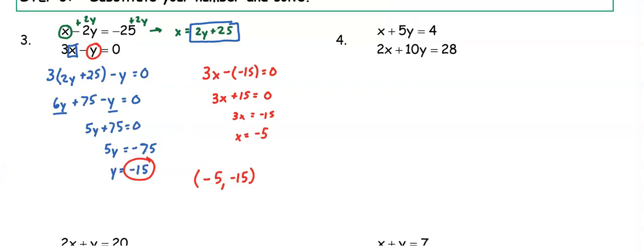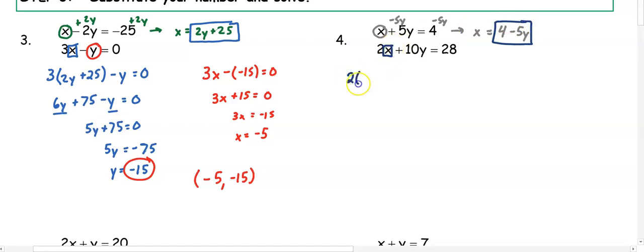In number 4, we have x plus 5y equals 4 and 2x plus 10y equals 28. Again, this x has a coefficient of 1. So we want to get that x by itself, so we need to move the y to the other side. We're going to subtract 5y from both sides, and we get x equals 4 minus 5y. Now we're going to box what x is equal to, and we're going to substitute for x in the second equation. So we have 2 times 4 minus 5y plus 10y equals 28.